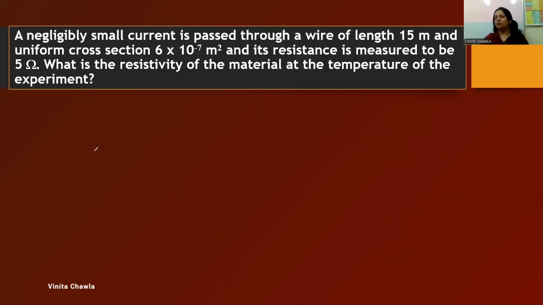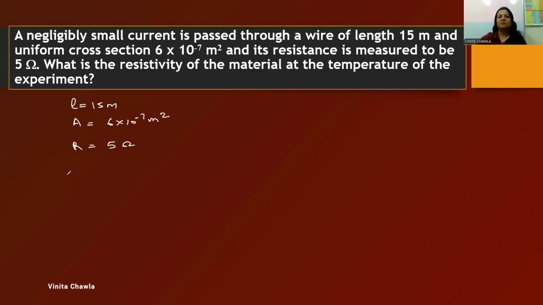This is the last question we are doing. A negligibly small current is passed through a wire of length 15 meter and uniform cross-sectional area 6 into 10 raised to the power minus 7 meter square. Resistance is given, it is 5 ohm. We have to find the resistivity of the material at the temperature of the experiment. It's easy. You can do it.